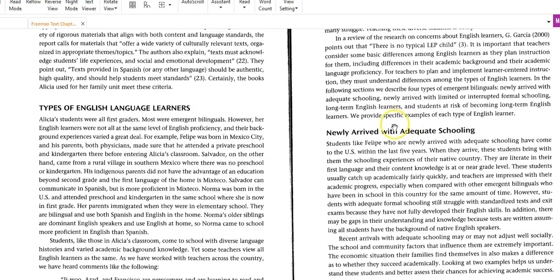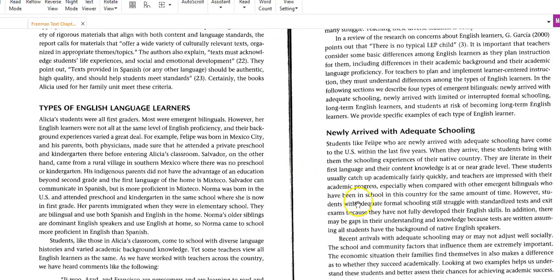We have long-term English learners. They've been in our program for many years and still don't have that command of English yet. And then we have students who are at risk for becoming long-term English learners. These students usually don't have the support at home in order to really learn the language. So they're at risk. We try to identify them so we really are better prepared to give them what they're lacking at home.